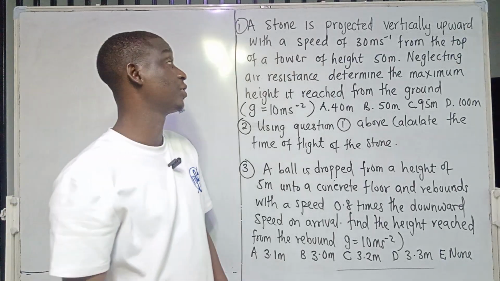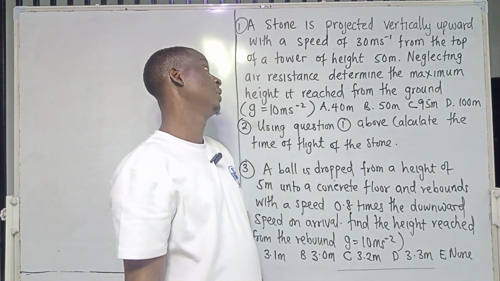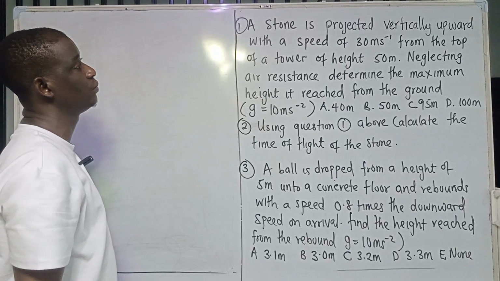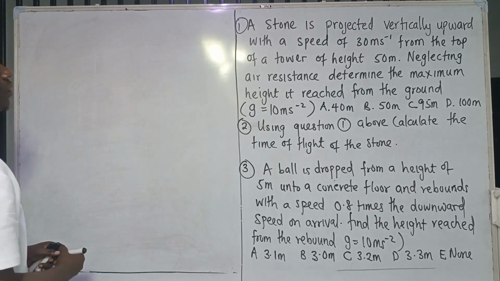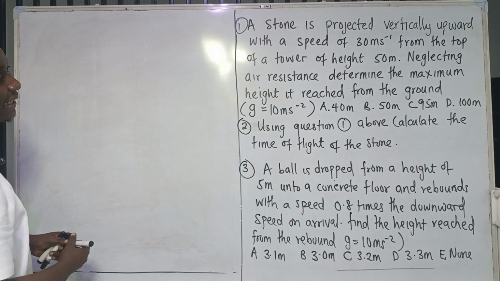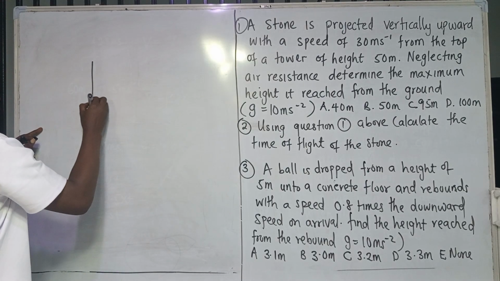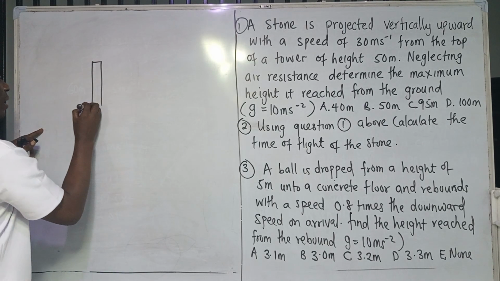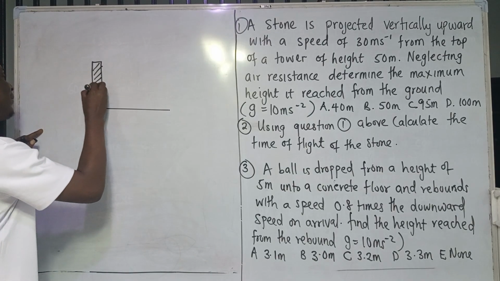Hello guys, we want to solve another vertical motion, which is the last session. Now, it said a stone is projected vertically upward with a speed of 30 meters per second from the top of a tower of height 50 meters. So that means, let's say this is a tower of height 50 meters.